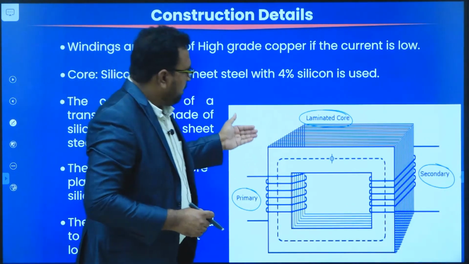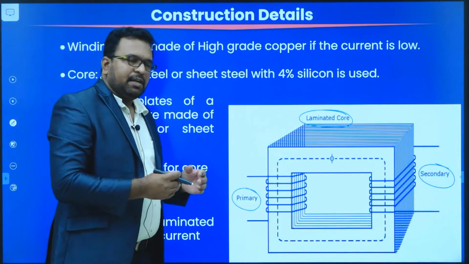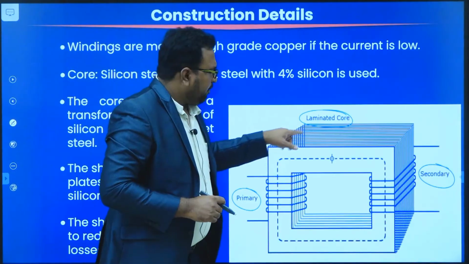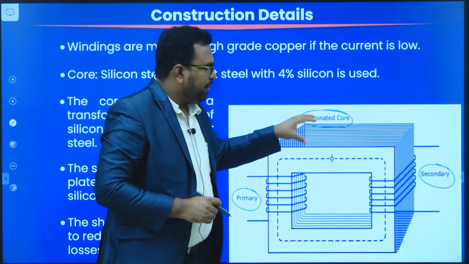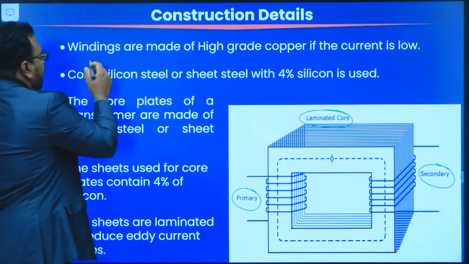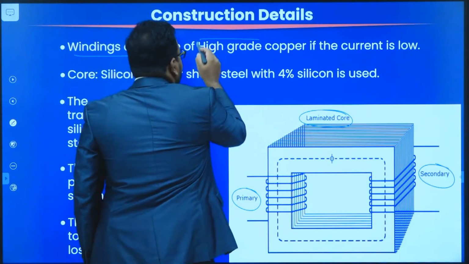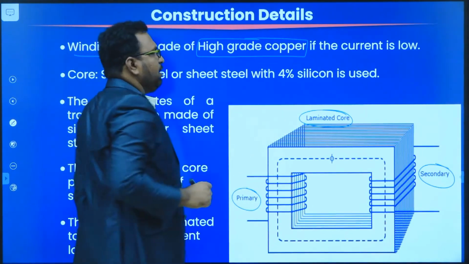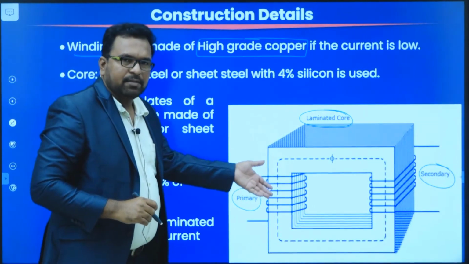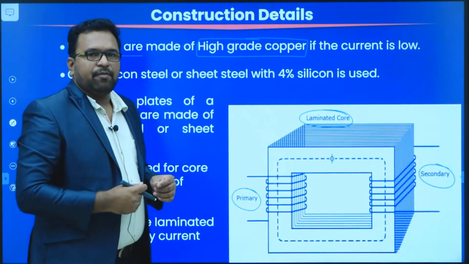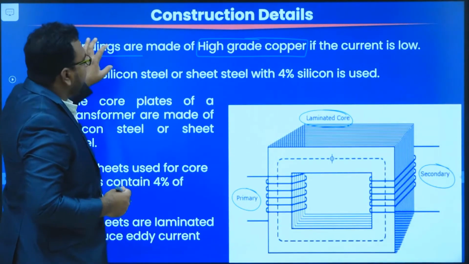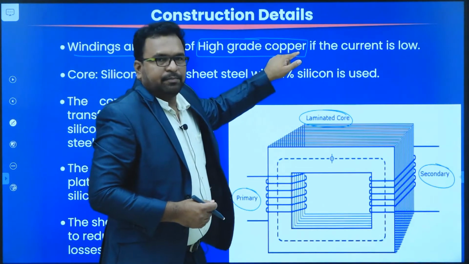That means the core is made up of thin laminations, and they are mounted together. Why do we make the laminations? To reduce the eddy current loss. The windings are made up of high grade copper. So what is the material used to manufacture the windings? Windings are nothing but wires which are twisted into the form of circular turns. These windings are made up of high grade copper.